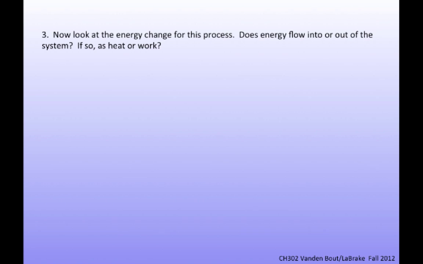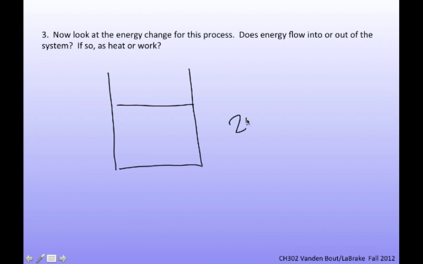So let's imagine the energy change for the process. Does the energy change flow into or out of the system? In both cases we have energy which is flowing from the surroundings at 25 degrees C into the system, which is at a lower temperature. Initially it's at 0 degrees C, and then it eventually equilibrates and comes up to 25 degrees C. But until then, the energy is always flowing from the surroundings into the system.